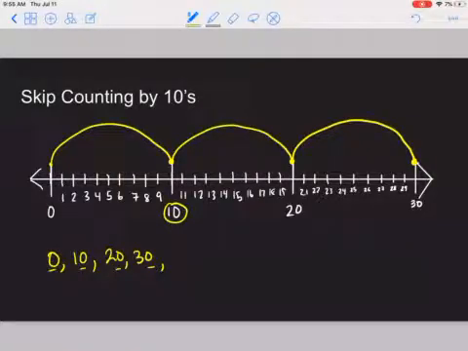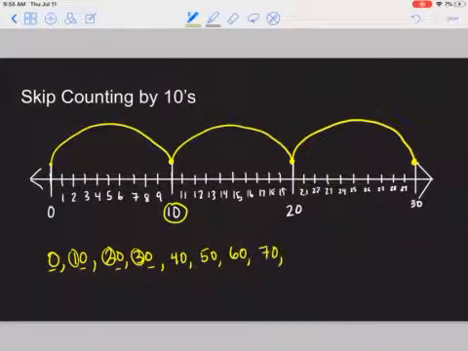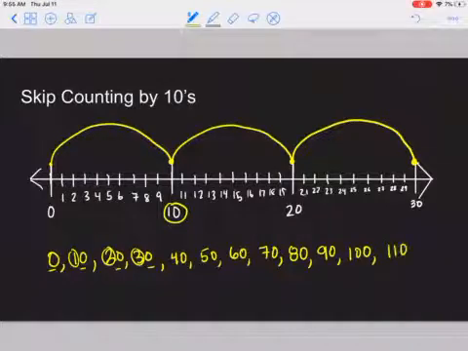What would be next? 1, 2, so 1, 2, 3 tens. And we would have 40, 50, 60, 70, 80, 90, and 100. After 100, we would go to 110, and so on. And really what we're doing, we're just adding a 10. We're skipping the 9 numbers, and we're skip counting that next number, but our tens place is growing by 1.